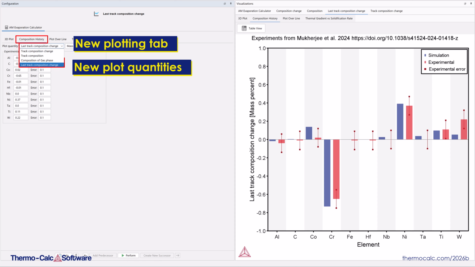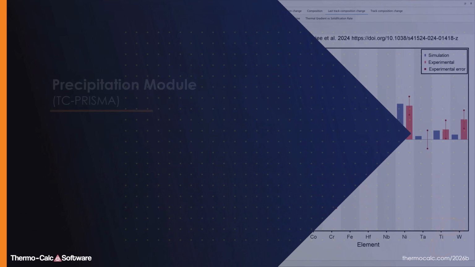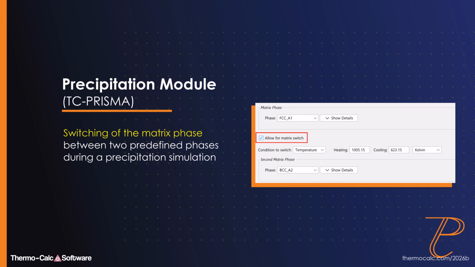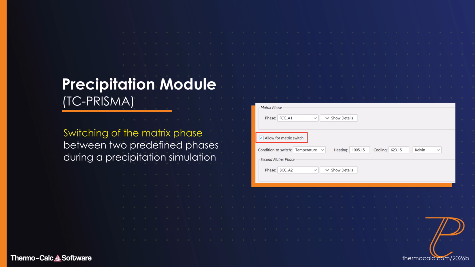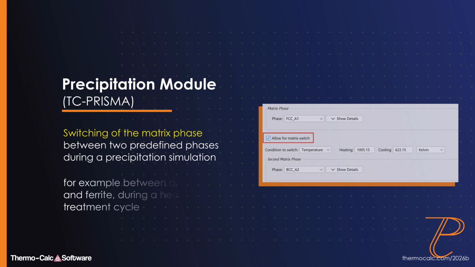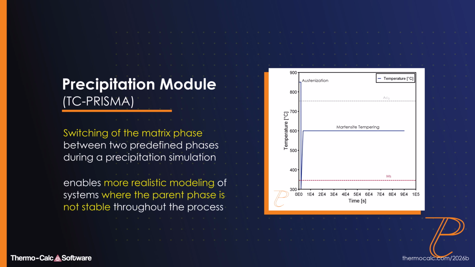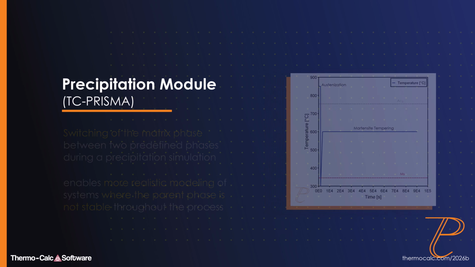The Precipitation Module TC-PRISMA now supports switching of the matrix phase between 2 predefined phases during a precipitation simulation, for example between austenite and ferrite, during a heat treatment cycle. This enables more realistic modeling of systems where the parent phase is not stable throughout the process.